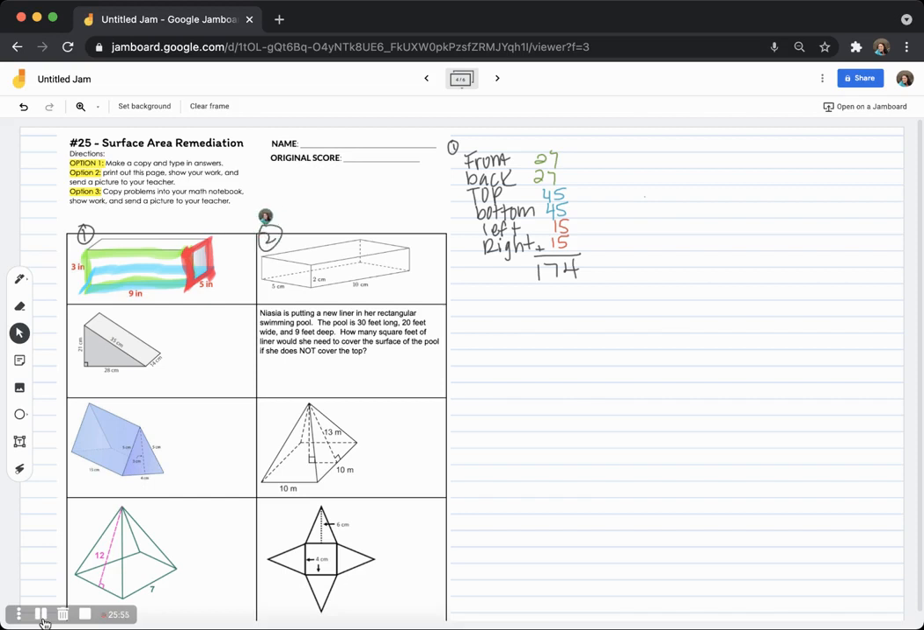Number 2 is going to be the exact same thing. So the front face, we'll say this one's the front, is 10 by 2, and that is going to give us an area of 20. So the front and the back would be the same. The top and the bottom, so the bottom is 5 by 10, so that's going to give us an area of 50.